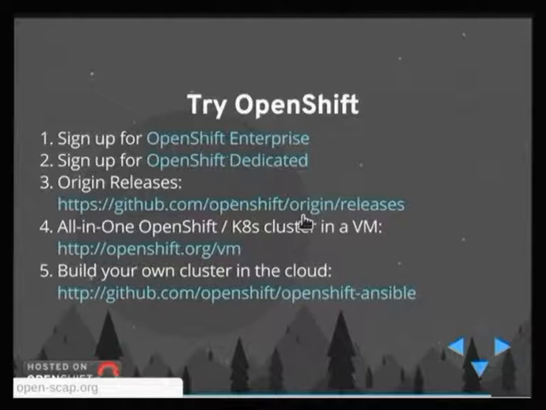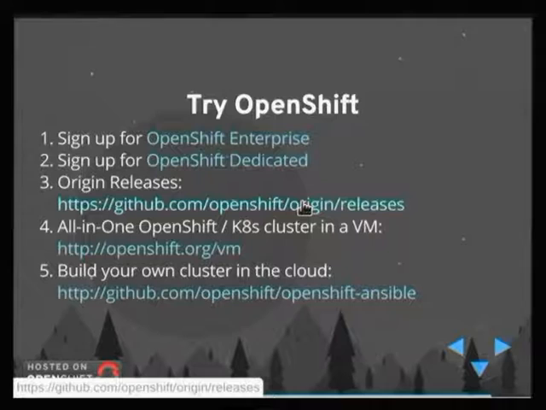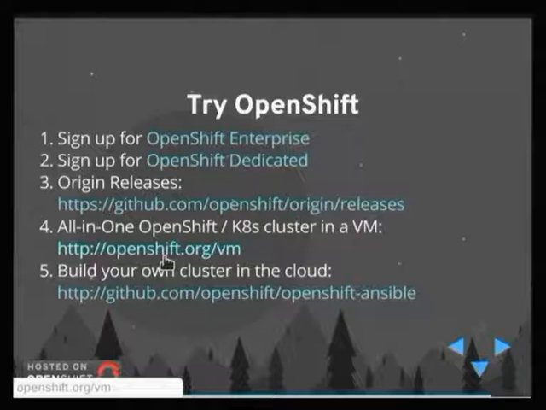So there's a couple ways to try OpenShift. You could sign up for OpenShift Enterprise. We also have a hosted environment called OpenShift Dedicated. Please feel free to sign up for either of these environments. If you're just interested in the upstream code, I showed you the origin releases earlier. We also have an all-in-one VM if you'd like to run the whole cluster locally just with Vagrant up. This openshift.org/VM has a VirtualBox image and a Vagrant file.